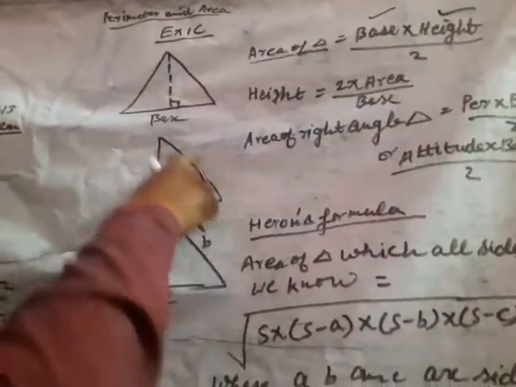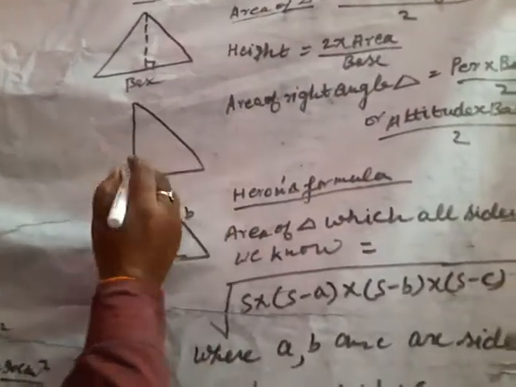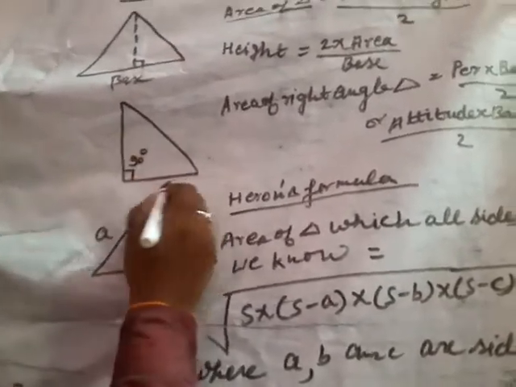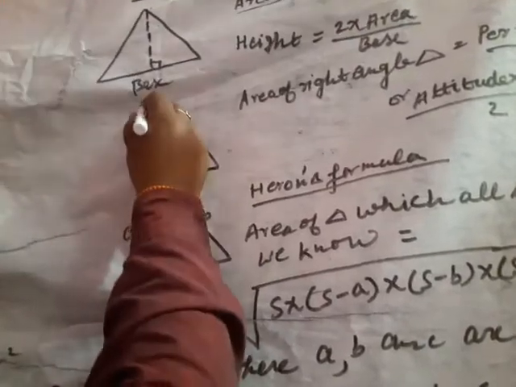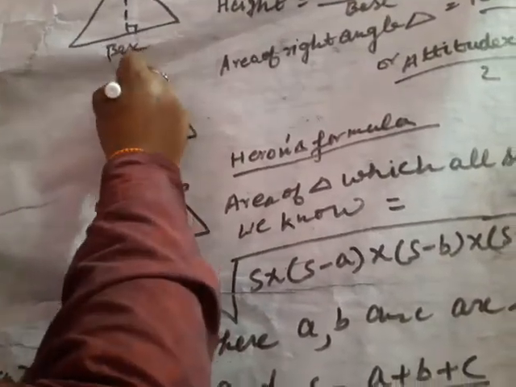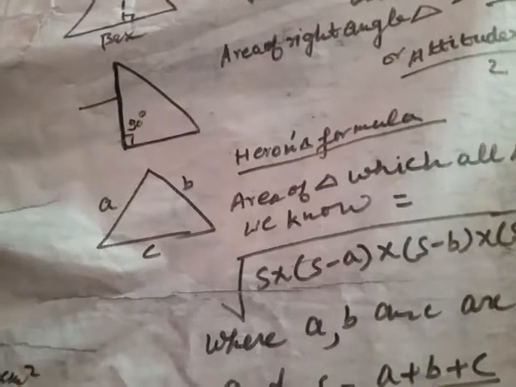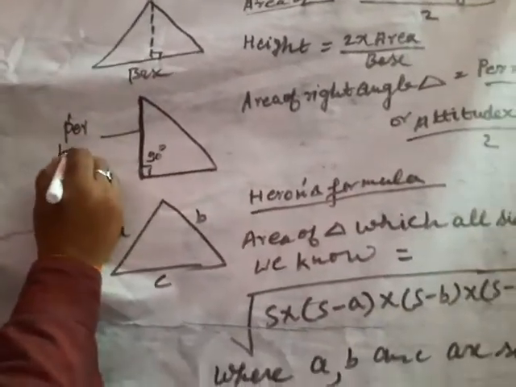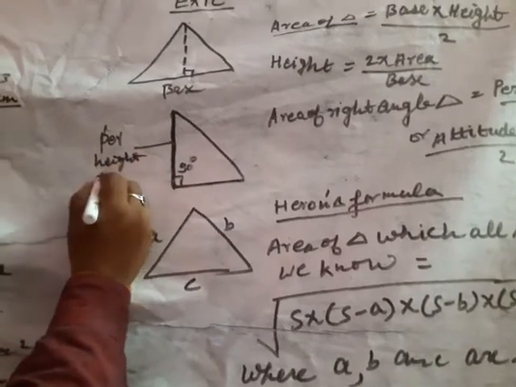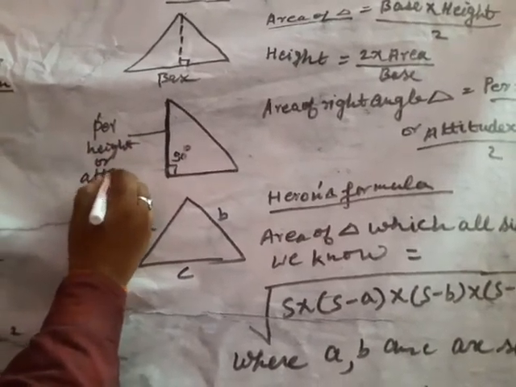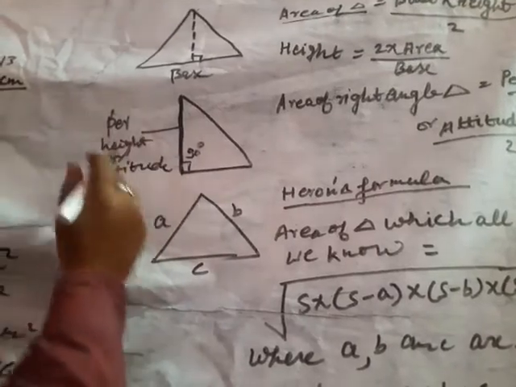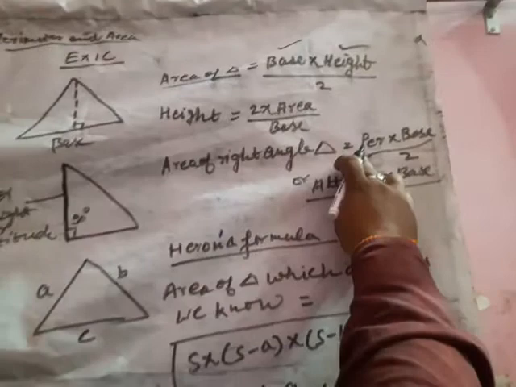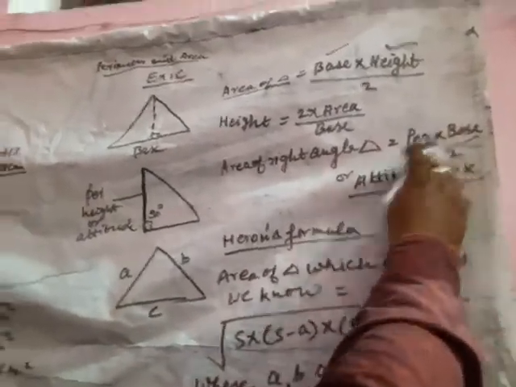Now come to the second triangle. This is our right angle triangle. Right angle triangle means whose one angle is 90 degree. That is called right angle triangle. So this is base and this is perpendicular. You can say perpendicular, height or altitude. These are three names. So area of right angle triangle is equal to perpendicular into base upon 2.